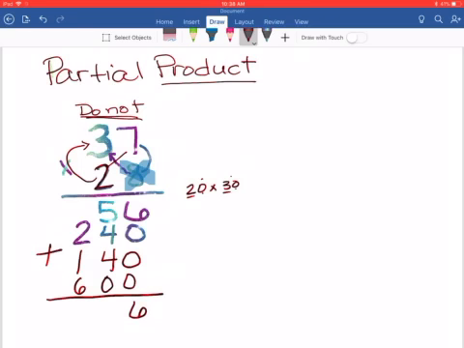And then you just add everything up. 6, 5 plus 4 is 9, plus 4 more is 13. 2, 3, 4, plus 6 is 10. 1036 is your answer.